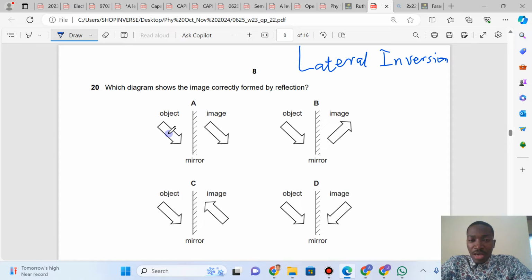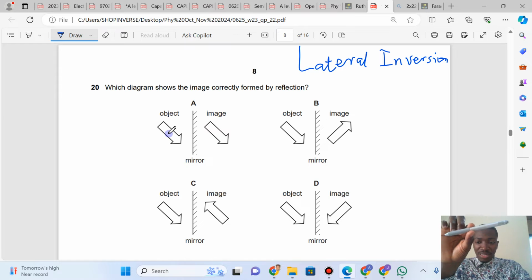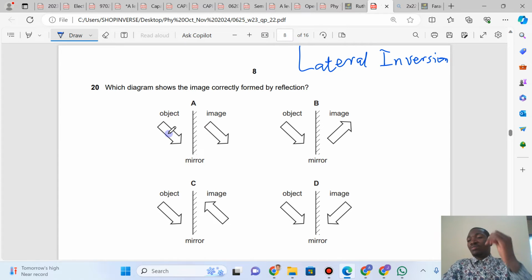You get it? That simply means that if you have a pen like this, the image in the plane mirror would be the pen that has been turned the other way around, looking like this. That's what we mean by lateral inversion. Left becomes right, right becomes left. So if you have something like this, after lateral inversion, it swaps to the other side. No, that illustration is not going to be good enough.